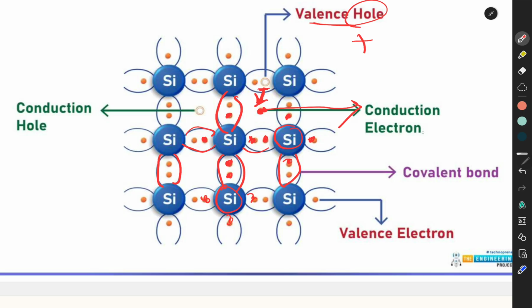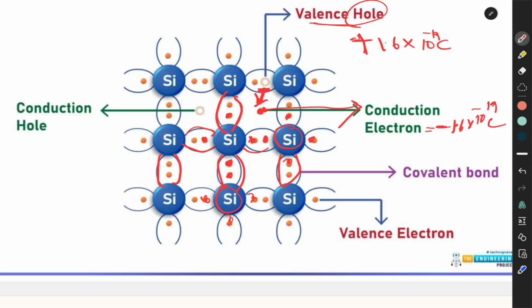Just as an electron has a negative charge of magnitude 1.6 into 10 to the power of minus 19 coulomb, the hole will have plus 1.6 into 10 to the power of minus 19 coulomb. The valence hole has a positive charge, and electrons have negative charges, as we know. So by not having an electron at a particular position, a vacancy is created, and that vacancy is called a hole.